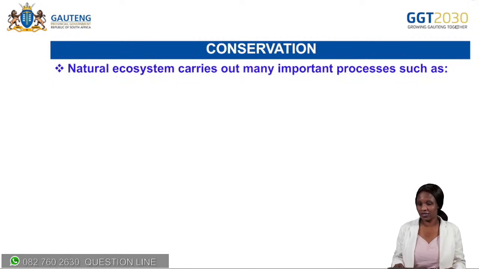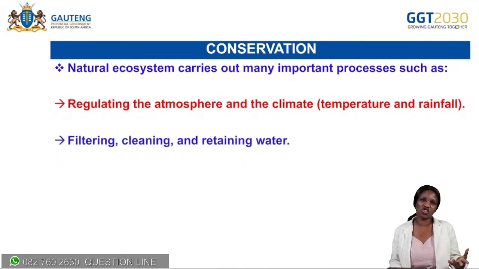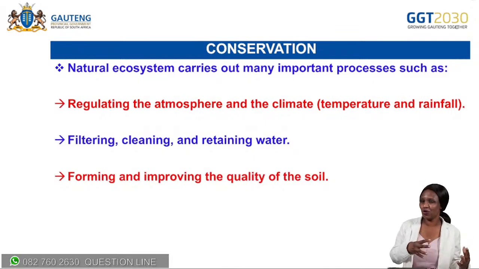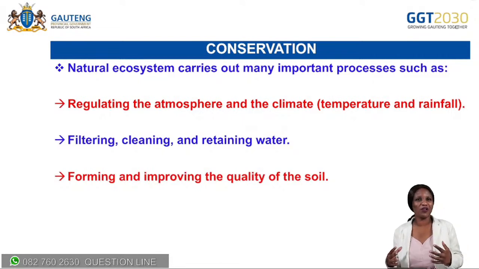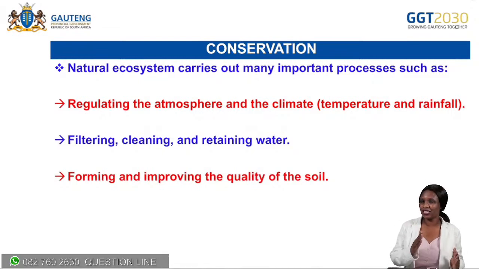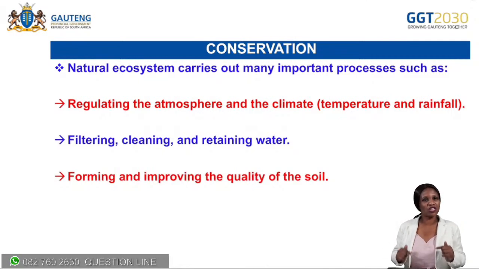Okay. Natural ecosystems carry out many important processes such as regulating the atmosphere and the climate, that is temperature and even rainfall, and filtering and cleaning and retaining water, informing and improving the quality of the soil. Right. How do we improve the quality of the soil in a green way? We improve the quality of the soil because the decomposers act on dead matter. They act on dead plants and act on dead animals, returning the nutrients back into the soil.